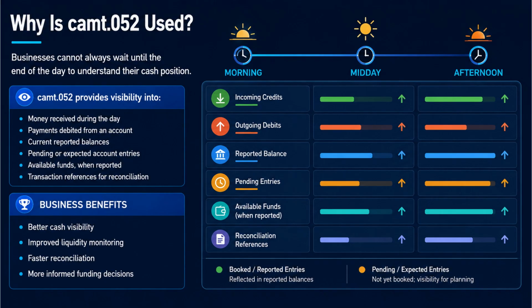Why is camt.052 used? Businesses cannot always wait until the end of the day to understand their cash position. They may need to know how much money has been received, which payments have been debited, what balance is currently reported, and whether any entries are still pending. When provided, camt.052 can also show available funds and transaction references used for reconciliation. This improves cash visibility, liquidity monitoring, and reconciliation. It also helps treasury teams make better funding decisions during the day. In simple terms, camt.052 helps a business understand its changing account position before the end-of-day statement becomes available.